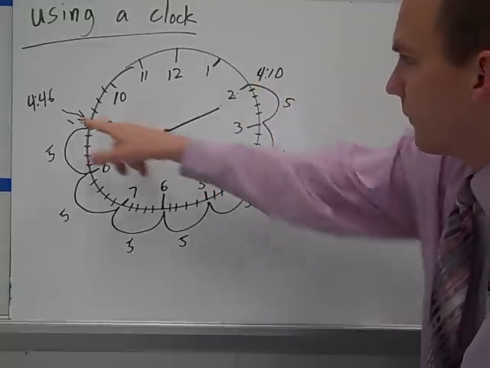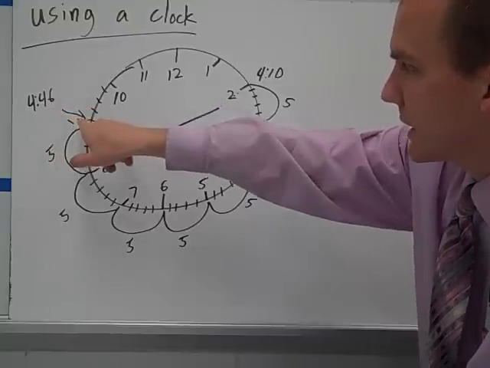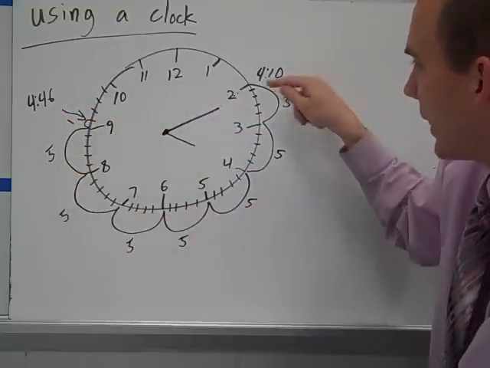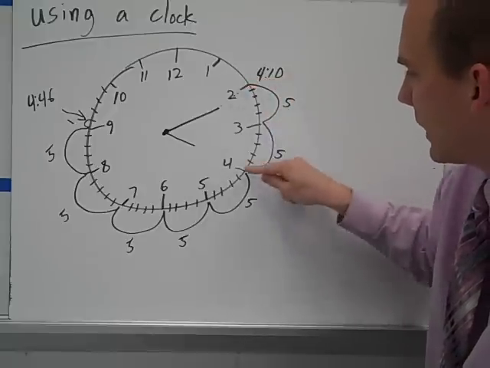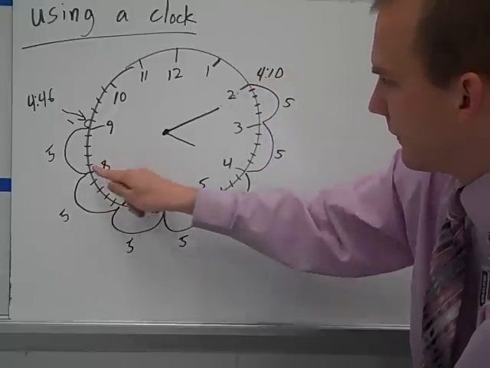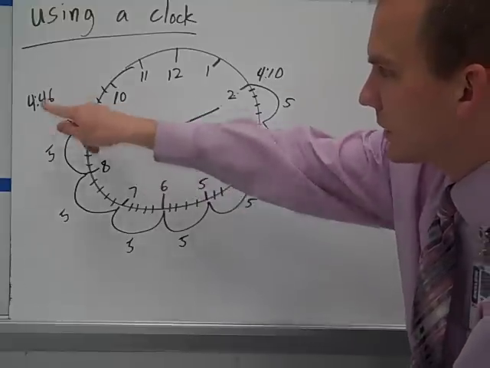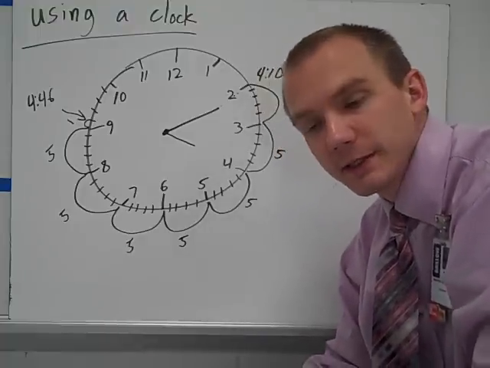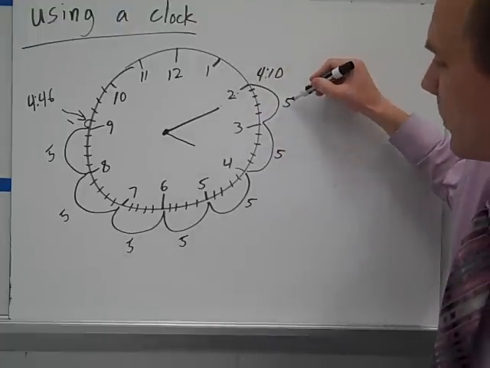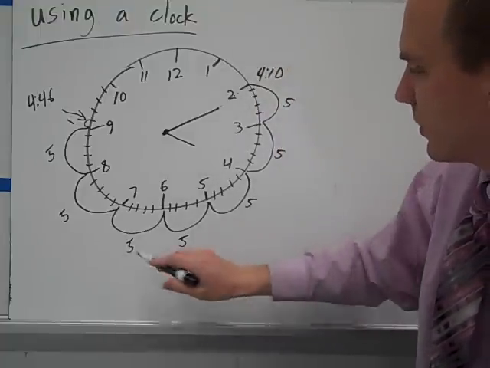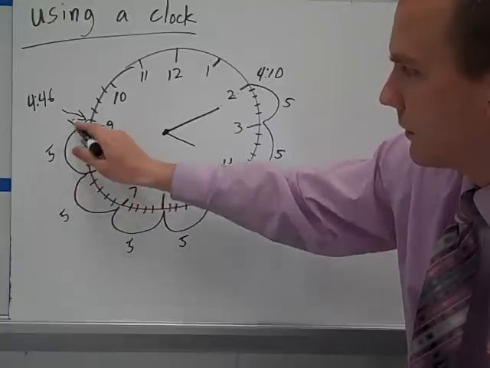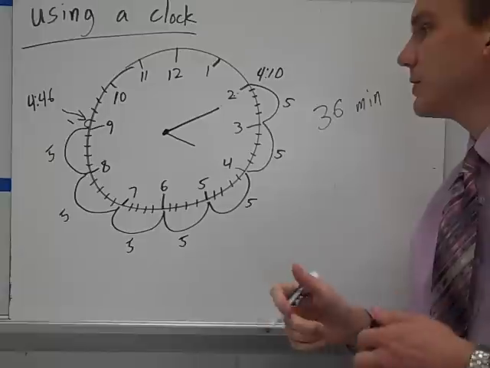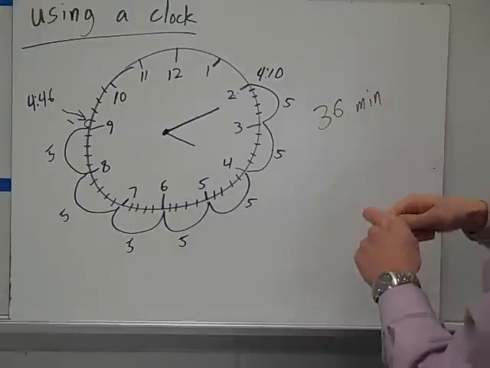4:10, 4:46. I find 4:46 and I draw an arrow so I kind of know where to stop. But when you're dealing with a clock, you usually count in 5. So I just went 5, 5, 5, 5, 5, 5, and I stopped at the 9. It's just before 4:46, and I went one more up to the 4:46. Then I went back and figured it out. 5, 10, 15, 20, 25, 30, 35, 36. So 36 minutes between the two times.